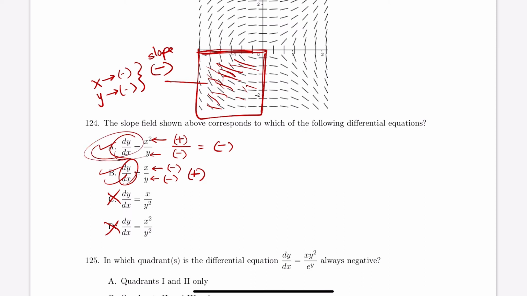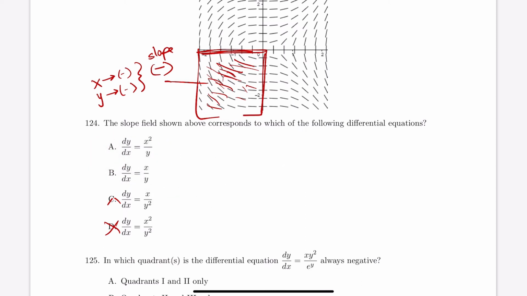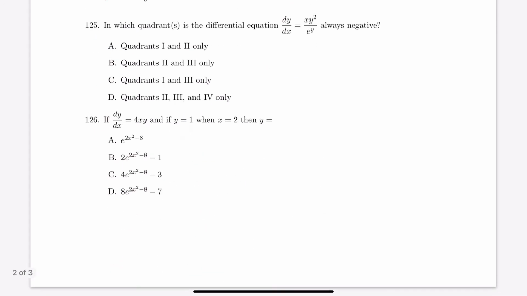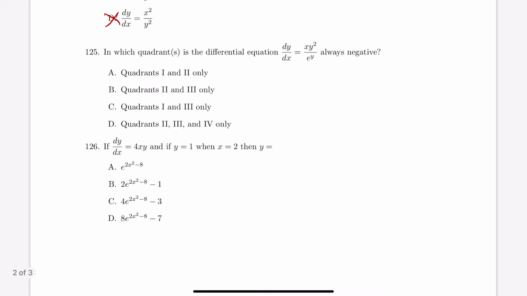Oh my God, I hope I'm right. I really do, because that's going to be really embarrassing, and if I don't get that right, then I'm just going to say that I don't know how to teach slope fields, and I'll just send you guys a YouTube video. All right. So for 125, in which quadrants is the... Oh my God. They're still going to keep going with these slope fields.